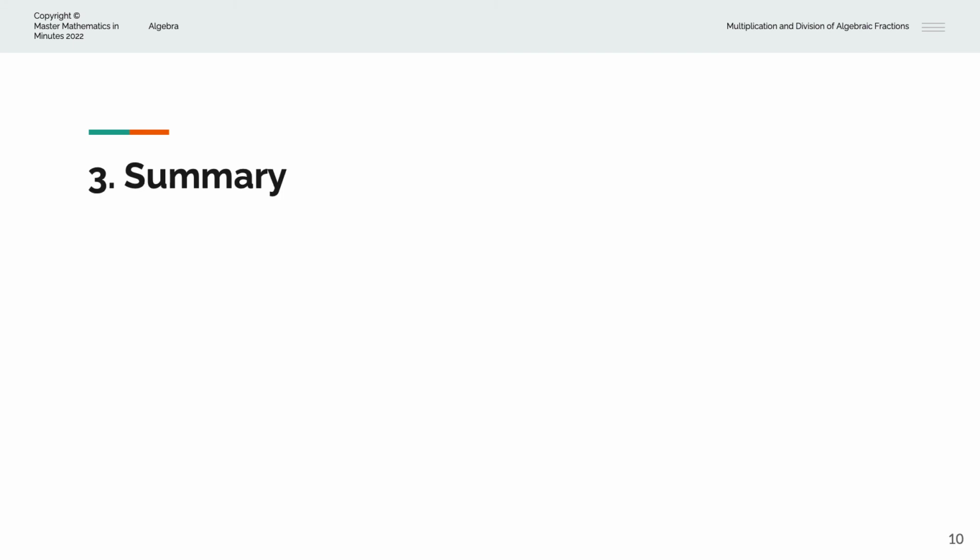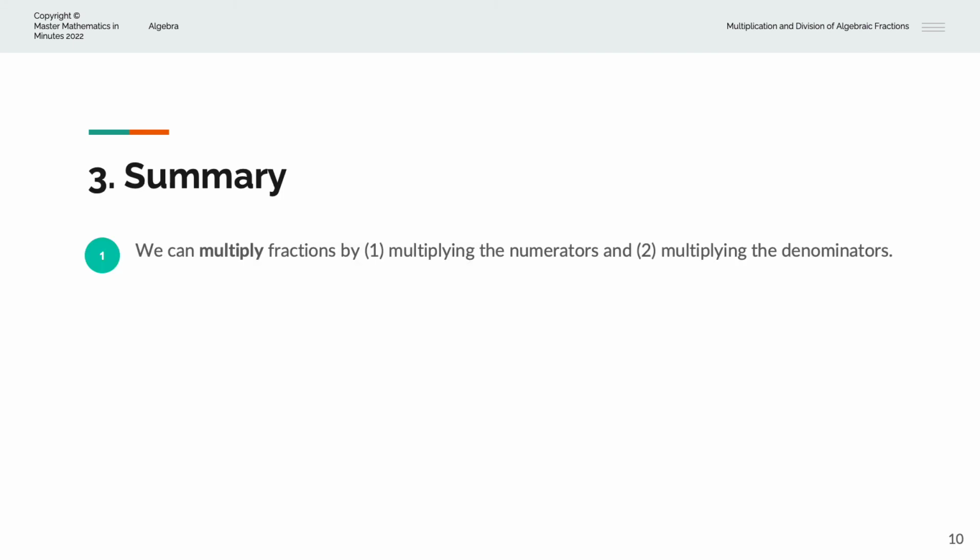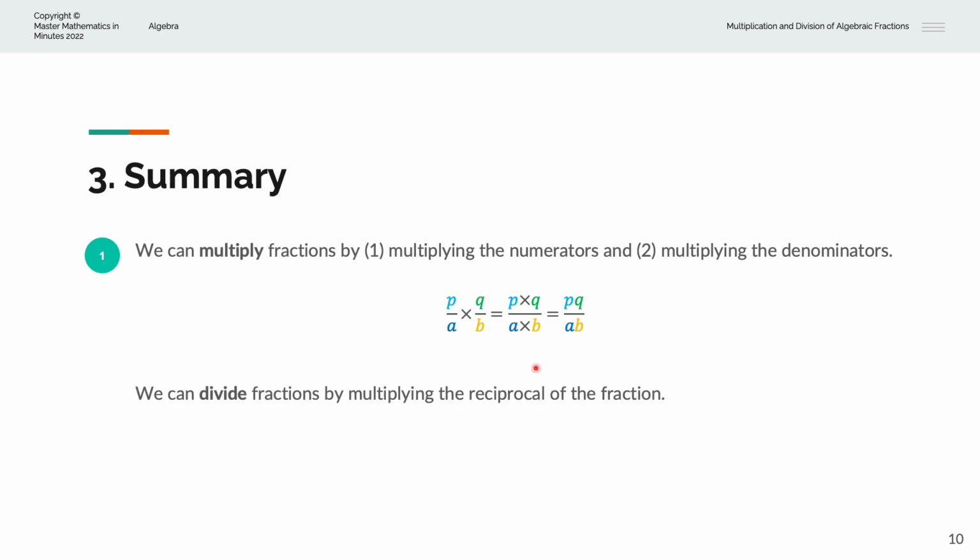To summarize, we can multiply fractions by multiplying the numerators and multiplying the denominators. For p over a multiplied by q over b, that simplifies to pq over ab. And we can also divide fractions by multiplying by the reciprocal of the fraction. So with p over a divided by b over q, that becomes p over a multiplied by q over b. The reciprocal of the fraction is where we swap the numerator and denominator of the fraction. And we can then proceed with the multiplication of these two fractions, and that simplifies to pq over ab.